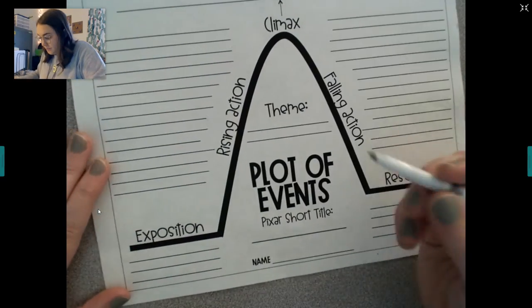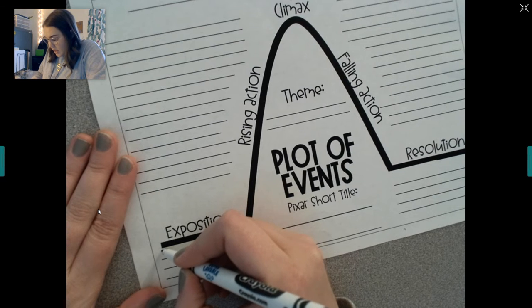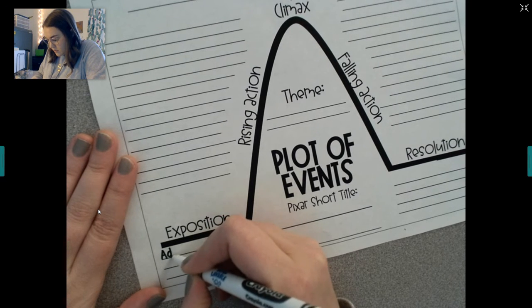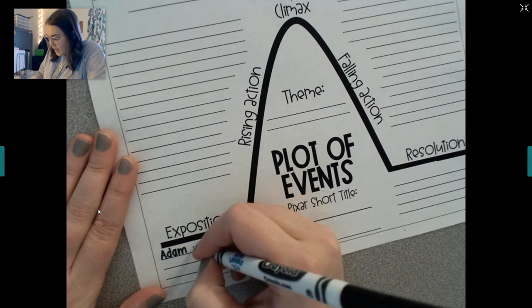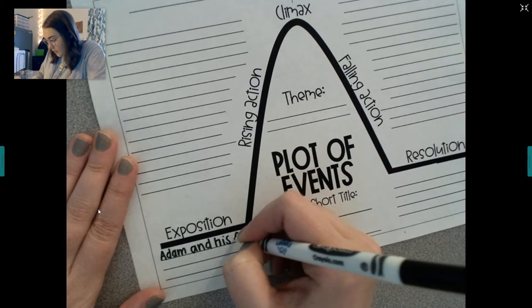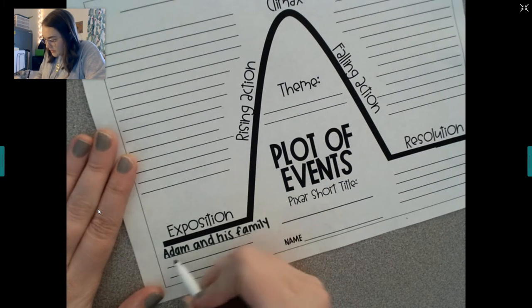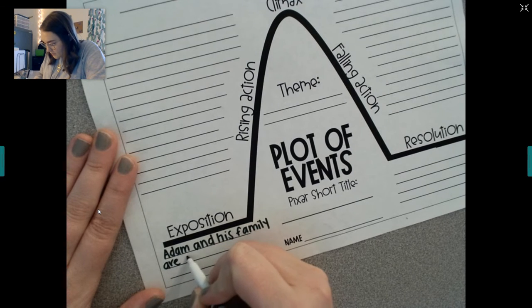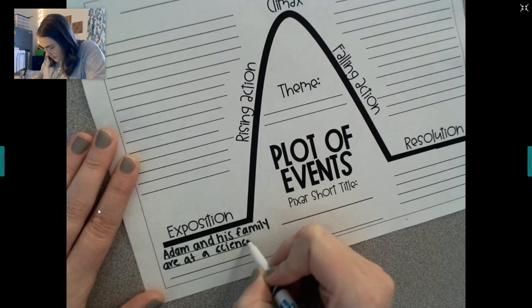So for our exposition, we're going to say Adam. That's the name of the man who made the lizard, and his family. And then we have to say the characters, and we also have to say the setting. So Adam and his family are at a science fair.